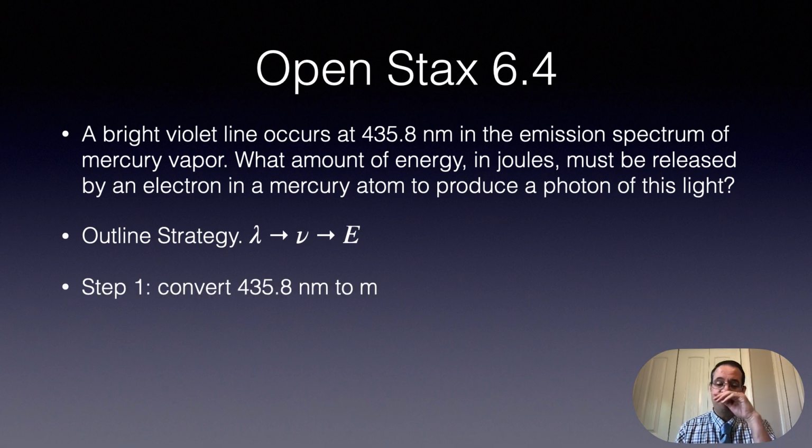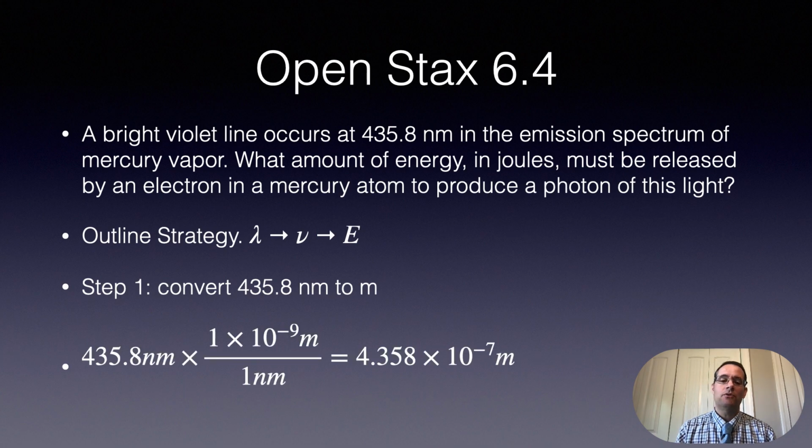So step 1, we want to convert 435.8 nanometers to meters. Remember again, we use that conversion factor: 1 nanometer is equal to 10 to the minus 9th meters. Make sure you have your units in the correct place so that the nanometers cancel, okay?